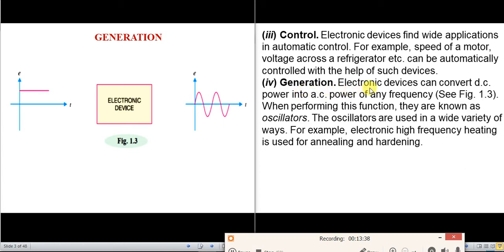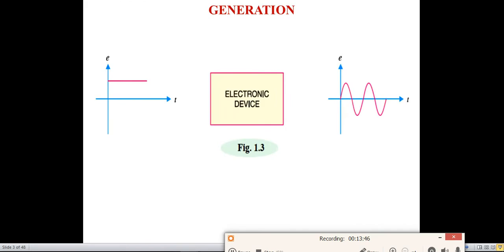So the electronic devices can convert a DC voltage. Now this is the waveform for a pure DC voltage. I'll zoom the diagram. So this is a pure DC voltage. Previously we have seen the pulsating DC. We will see what is pulsating DC, what is pure DC. So this is a pure DC voltage, and if it is given as input to the electronic device, we will obtain a sinusoidal, means AC waveform. So the conversion of DC voltage to AC voltage is called inversion or generation.